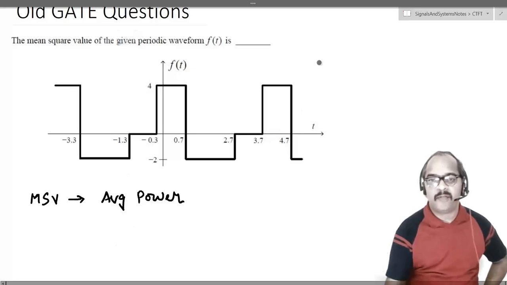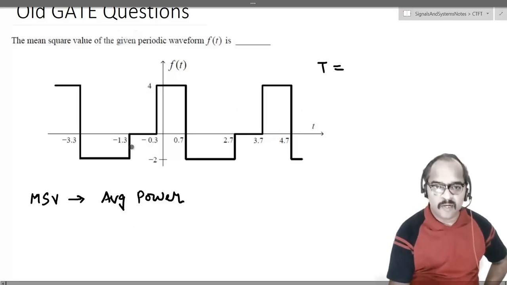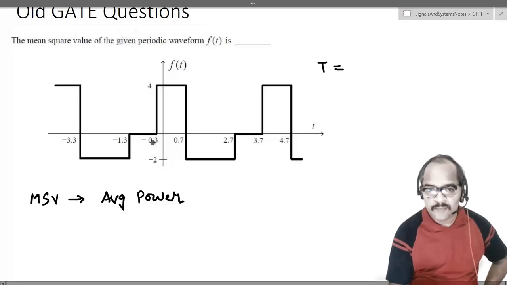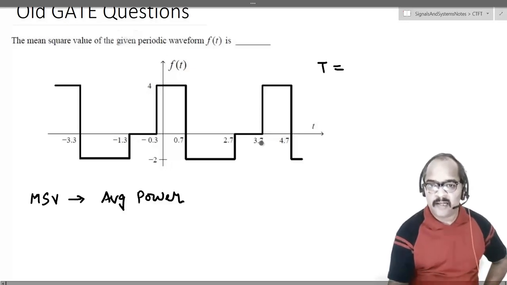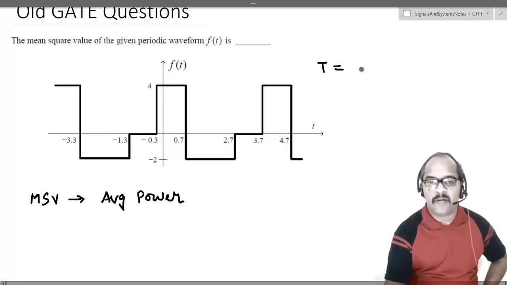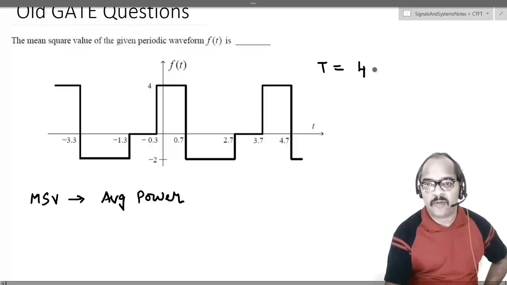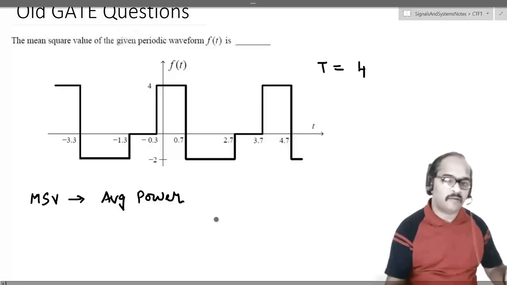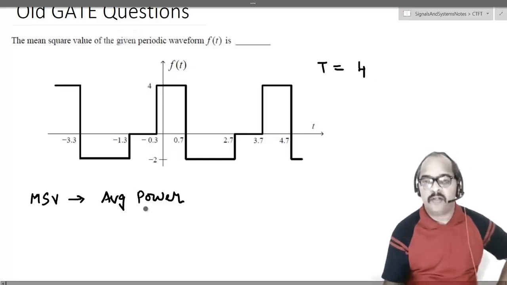Because this is a periodic signal, what is the period for this signal here? If you look at this a bit carefully, note that at minus 0.3 it is going up, and again it is going up at 3.7. So what is the total period? 3.7 minus minus 0.3, which is 4 seconds, or 4 units. So the period of this signal is 4 units.